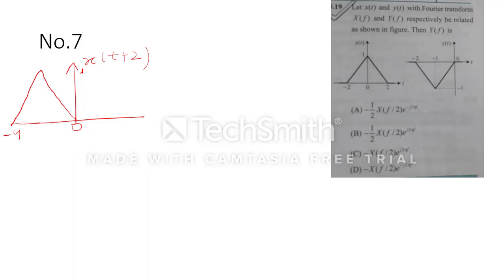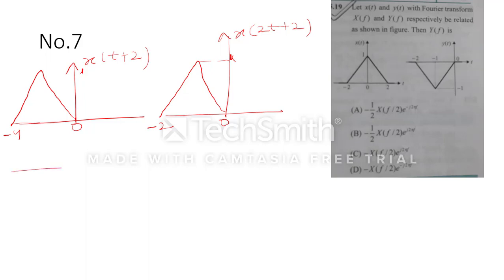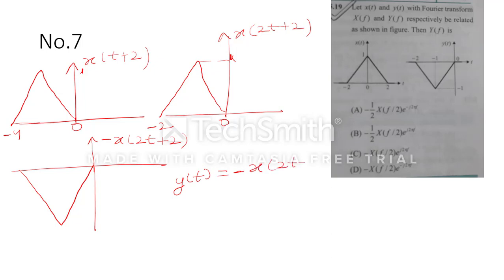So what we will do, we will try to compress it. If we plot the graph of x(2t + 2), definitely it will get compressed. So now the graph will be from 0 to −2, and the magnitude will remain the same. But here y(t) is coming on the downside, so definitely the magnitude is in the negative direction. So now the graph will look like this. So it becomes −x(2t + 2). So we can say that y(t) is equal to −x(2t + 2).